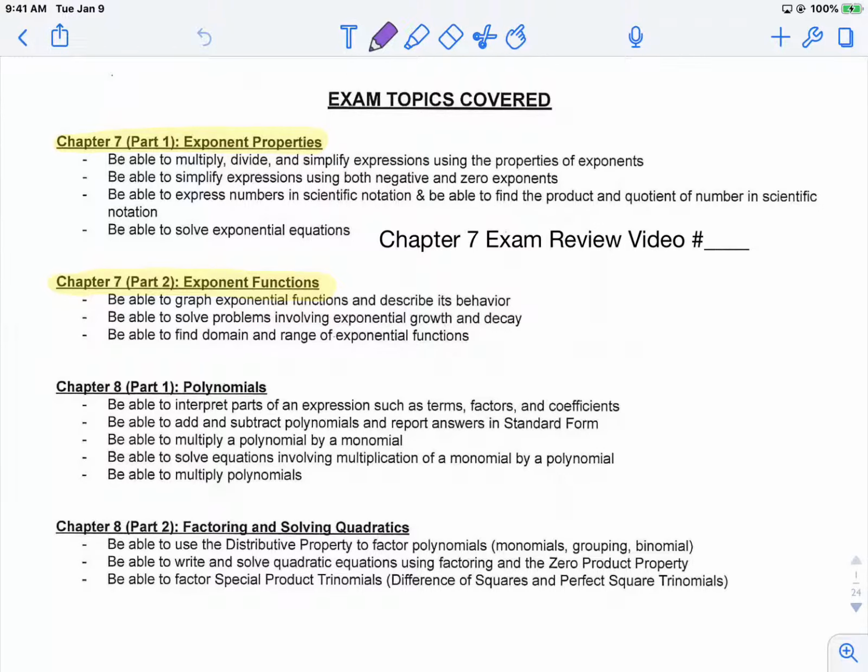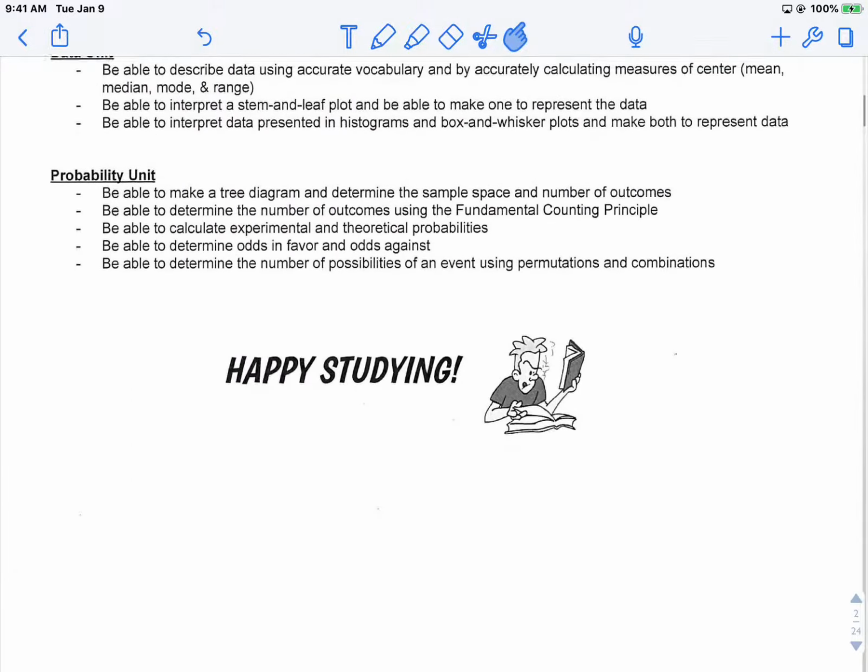This is the first exam review video for Chapter 7. In Chapter 7, we split that into two units: exponent properties, which was all the rules that govern how the exponent functions can be worked with, and then exponent functions, where we graphed and looked at behavior that can be expressed by an exponential model.